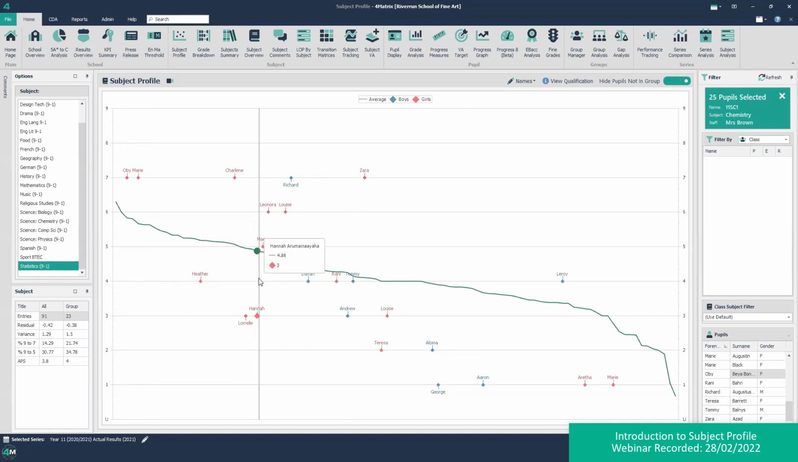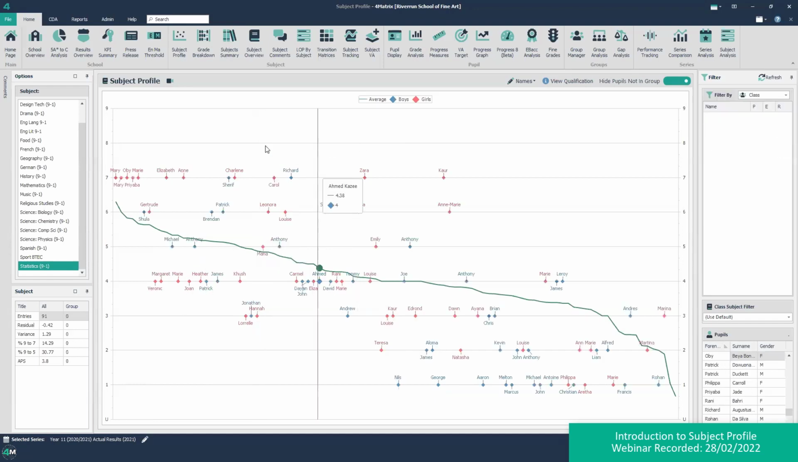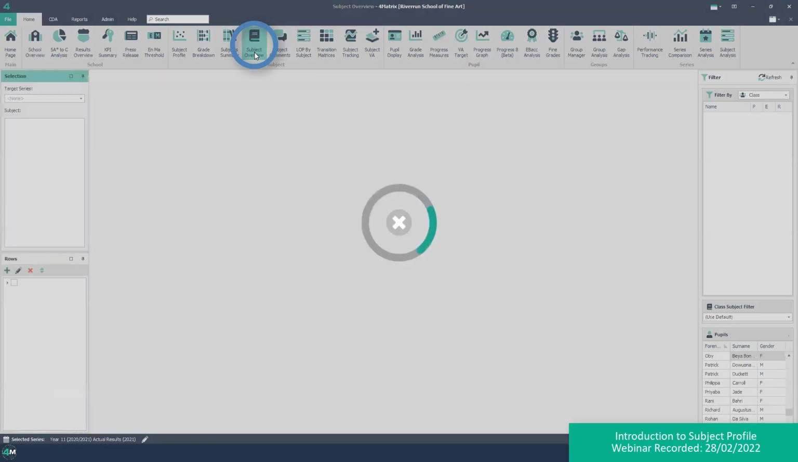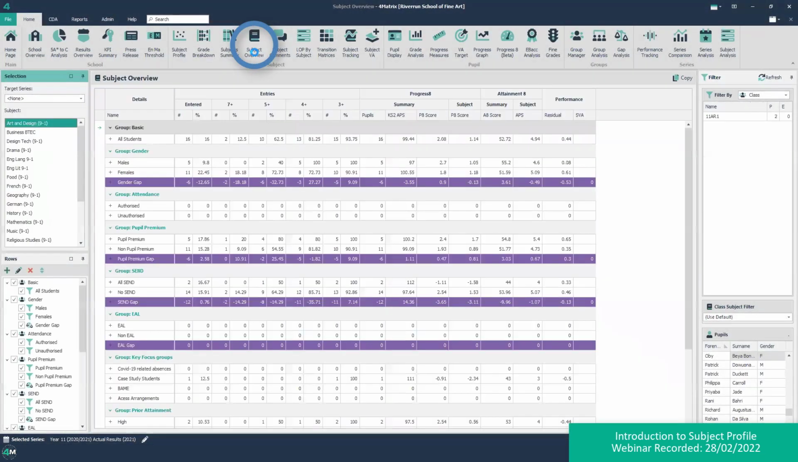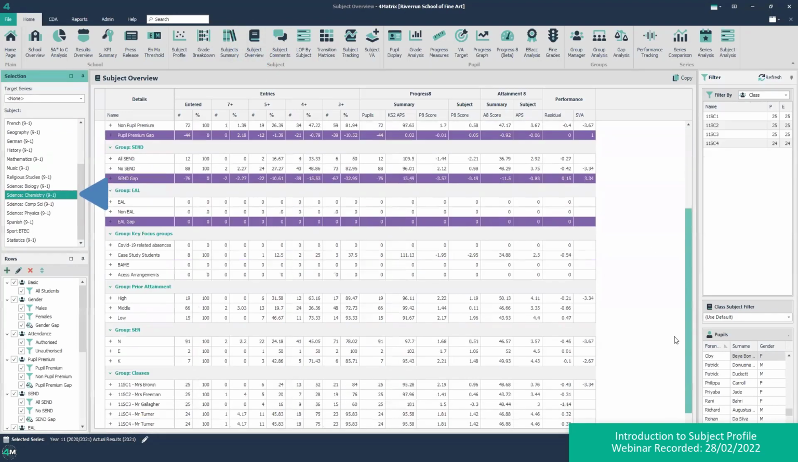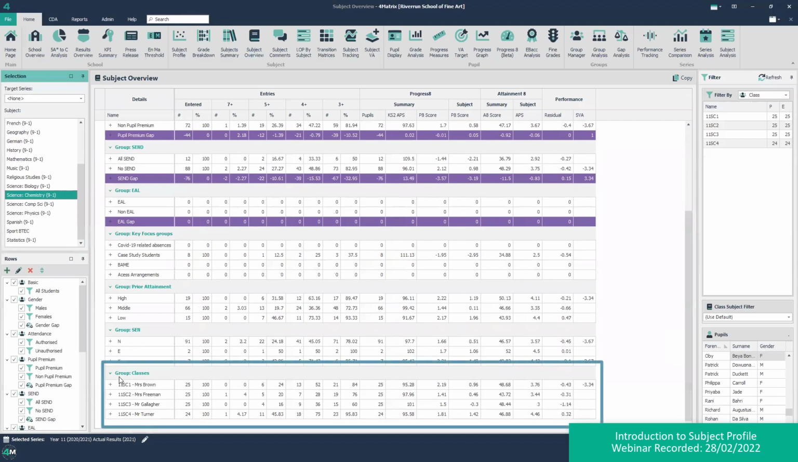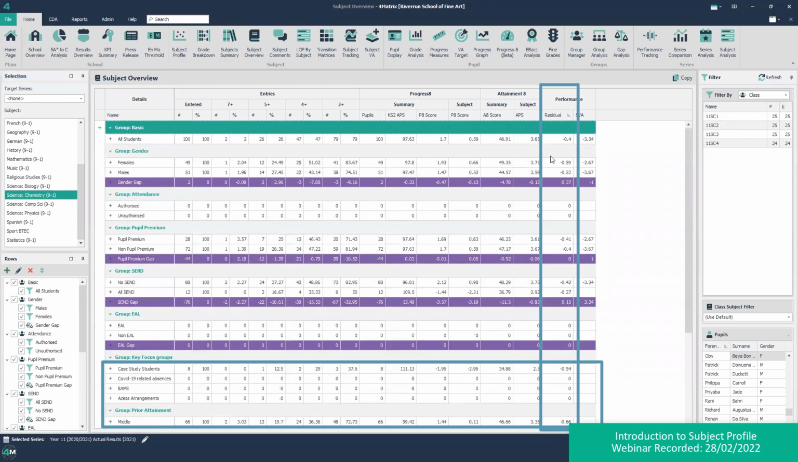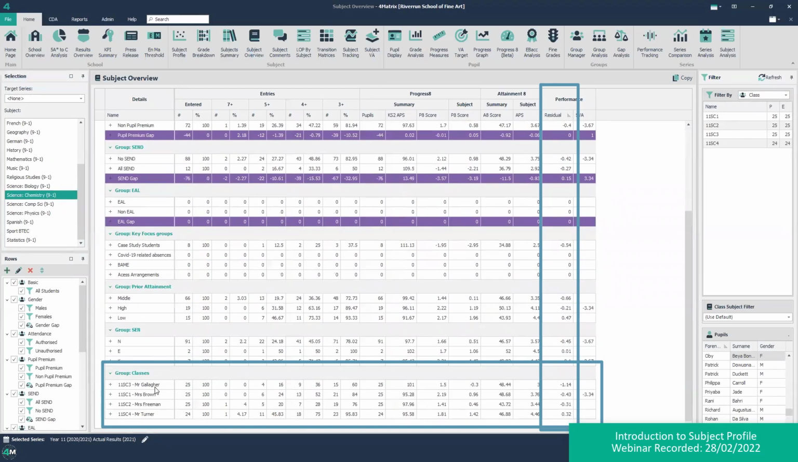But again, if we have multiple classes for a subject, as we do for chemistry, the subject overview tool can also help us identify class differences. So we've got the classes shown at the bottom. There's a residual column here. Click on the header to sort by it. And we can see this 11 SC3 class has got a much lower residual than all the other chemistry classes.